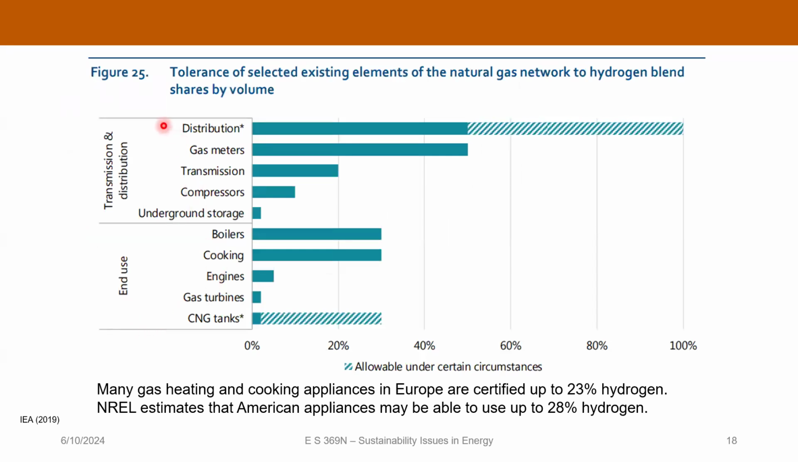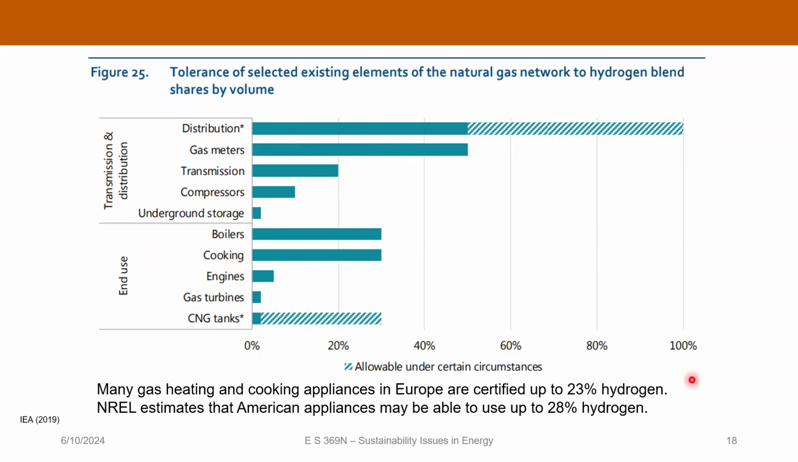Here's a plot of various transmission and distribution infrastructures and then various end users and the amount of hydrogen blend that they can take without any upgrades. So I mentioned that 50% figure here. This is an IEA figure, so it's not strictly US, but they're estimating that under some circumstances, you can actually use 100% hydrogen for your distribution system. But for most of this, you can see that we have to have lower amounts of hydrogen.